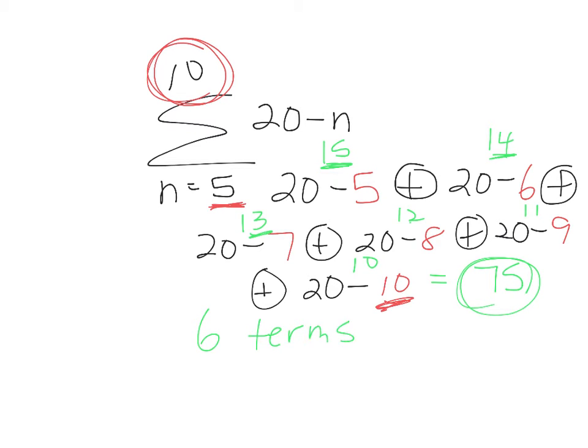Now, how can we come up with that number without having to write this all out? If the question were to ask you how many terms the sigma notation will generate, how do you figure that out? The way you figure it out is you take your number on the top, which is 10, you subtract the number on the bottom, and then add 1. So 10 minus 5 is 5, plus 1 is 6. So you'll get 6 terms.